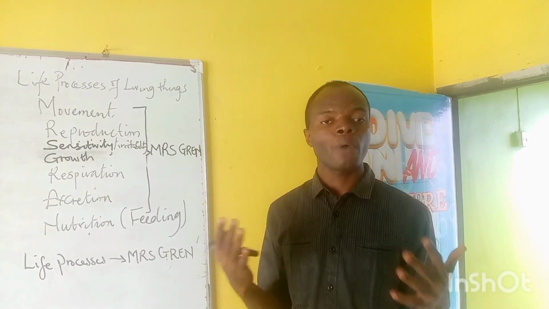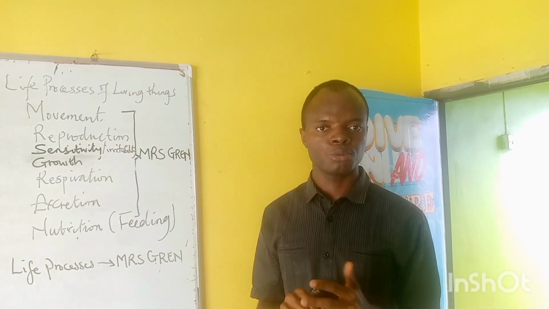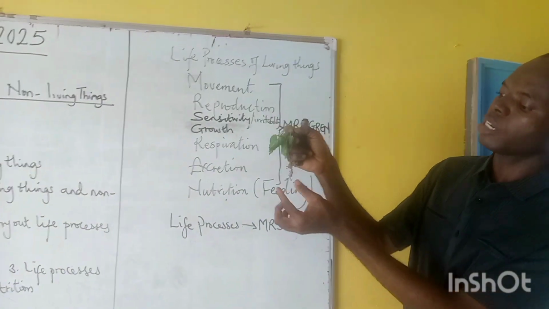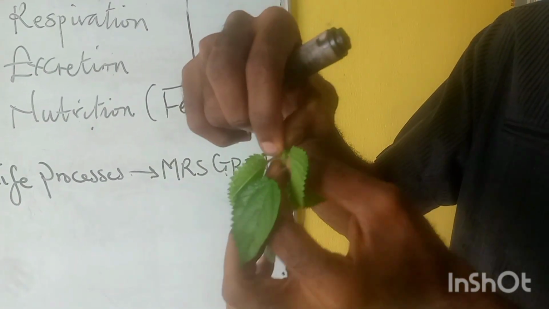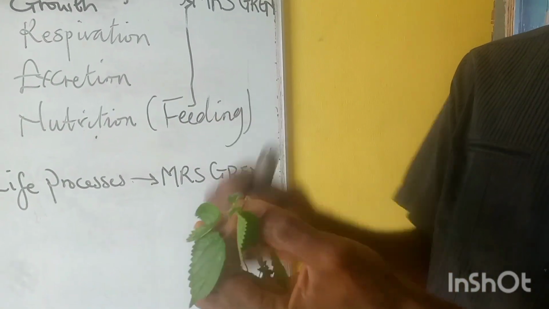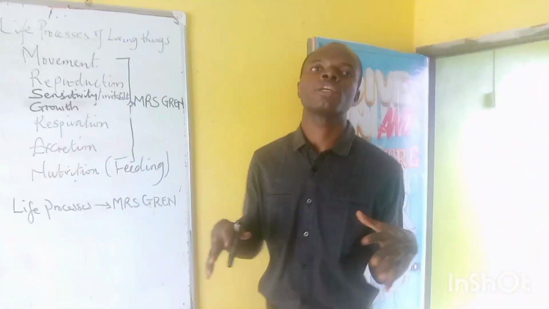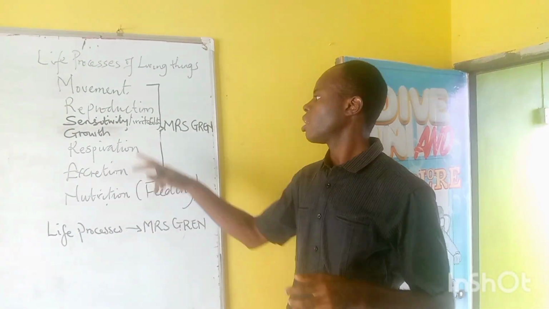You can notice the growth in plants in their roots and shoots. This is the roots of the plant. You can notice the growth here, or at the shoots here. This is the shoots, and this is the roots. So that's where growth takes place in plants, while animals can grow in any of their body parts.